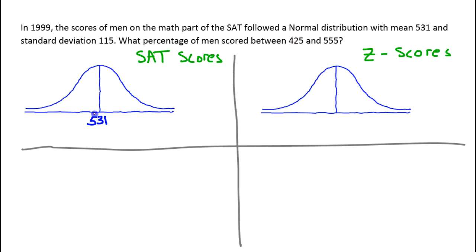So let's see, 425 is below the mean, so I'm going to put it over here somewhere, 425. 555 is above the mean, so I'm going to put it somewhere over here. Okay, and we want to know what percentage of the data is between these two numbers. So we want to know what percentage of the men fell inside of this yellow area.